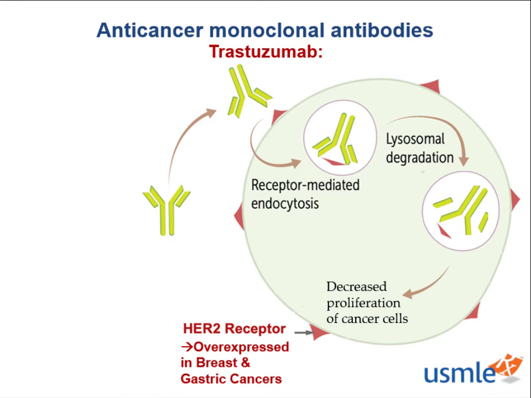Moving on, let's talk about trastuzumab, a drug known for its use in treating HER2-positive breast cancer. Let's use this diagram to detail its mechanism of action. So, HER2 is a cell surface receptor that can be overexpressed in breast and gastric cancers. Focus mainly on its association with HER2-positive breast cancer.